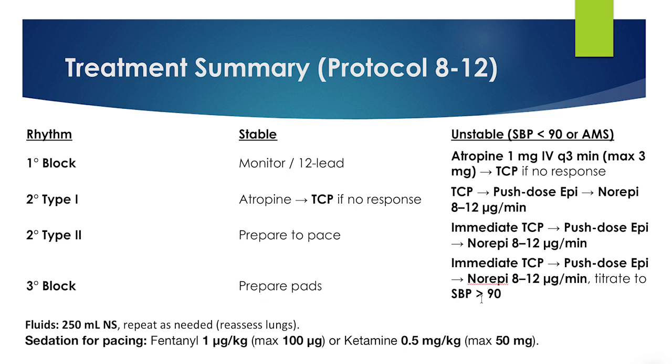Norepi doesn't usually affect the heart rate. It's more for treating the blood pressure. It's a peripheral vasoconstrictor. Epi, on the other hand, is both a peripheral vasoconstrictor and increases the conduction and contractility of the heart. So that's why we want to use epi first before trying norepi.